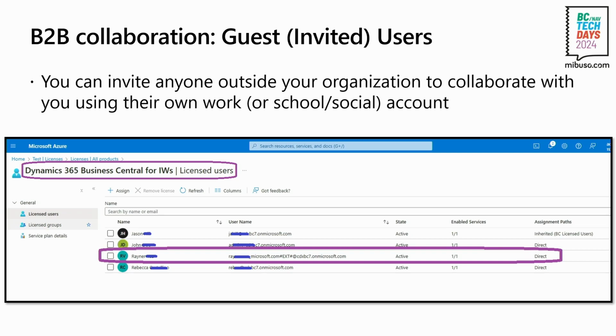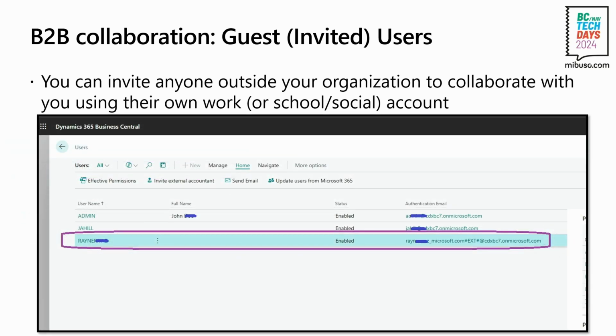And if he does that, we can see it inside of Business Central. So he will become a user in Business Central. And you can see once again, here we call it authentication email. It's a little misnomer perhaps, but this is really the user principal name again. So you can see this is a guest user right there. But everything else works the same way as for regular users.